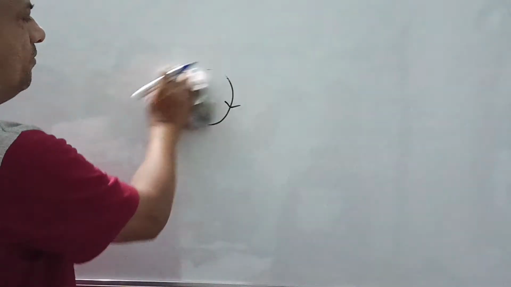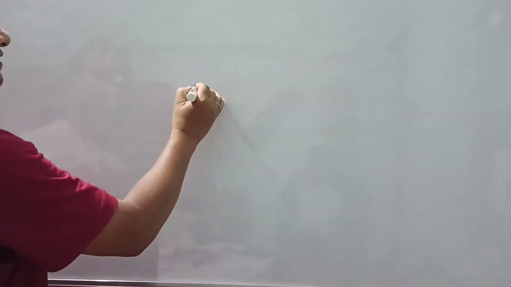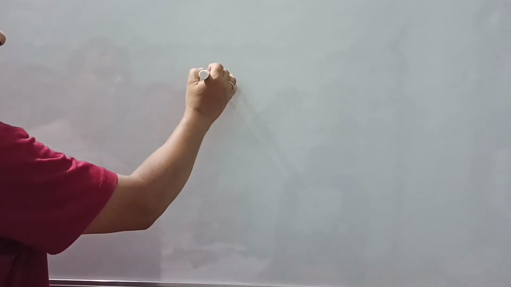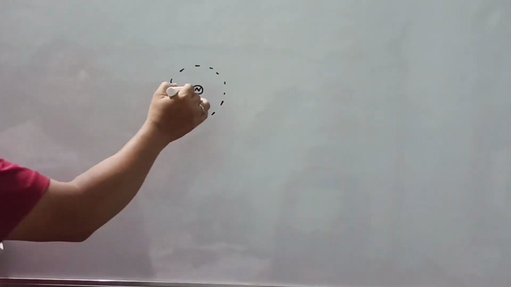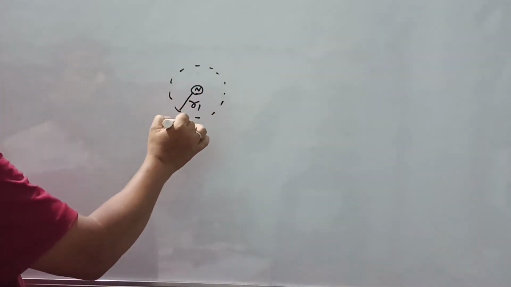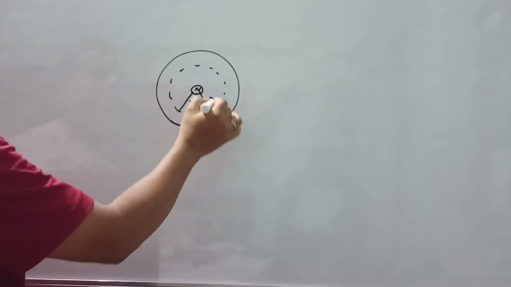Similarly, students, in an atom we see this is the nucleus and around it electrons are revolving in various orbits. Suppose this is the orbital radius, this is another orbit like this. So electrons are traveling like this. So what is the dipole moment of that electron?